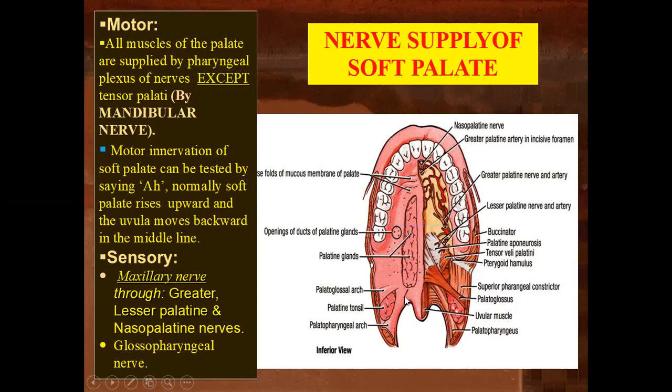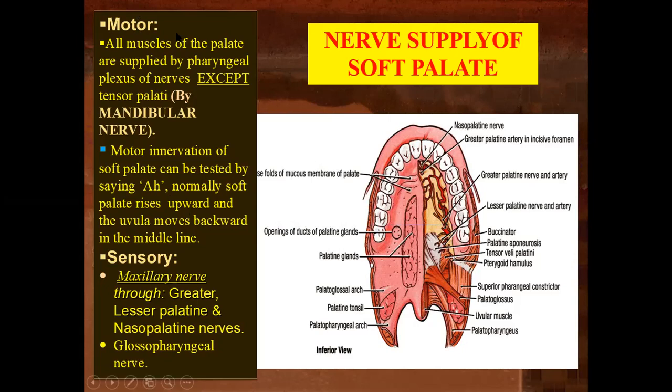If it is deviated, then the muscles on one side have been injured, or the nerve supply has been damaged. That is what it indicates. Whenever the patient says ah, it should move upwards, backwards, and in the midline. This is the motor testing of the muscles of the soft palate.